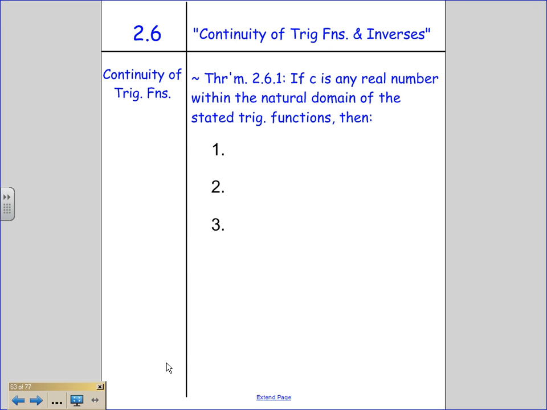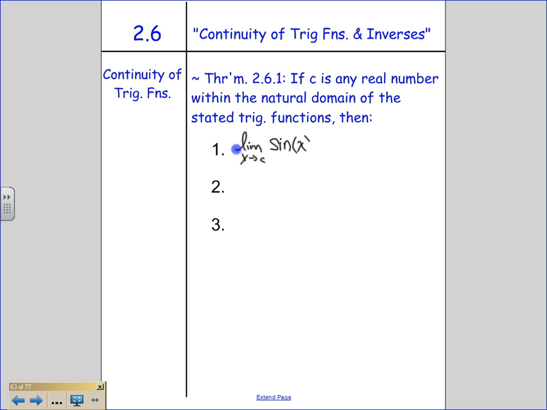All right, kiddos. 2-6. Continuity of trig functions and inverses. So we start off with a theorem. The theorem basically just says, as long as c is any real number, all right, no complex. There aren't any complexes here at all. Within the natural domain of the stated trig function, then the following can be true, and these will seem very similar, very obvious.